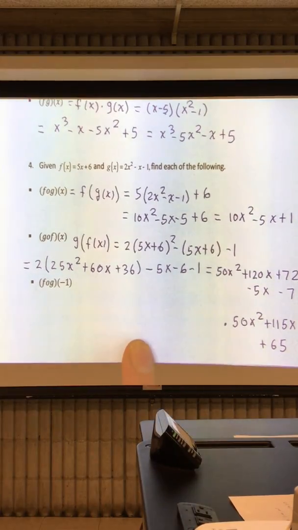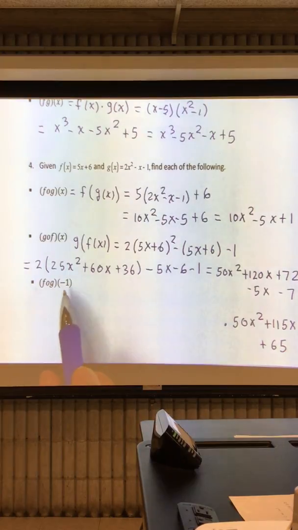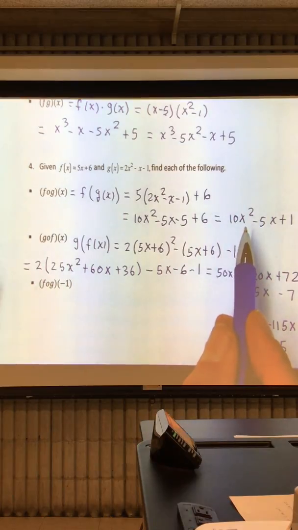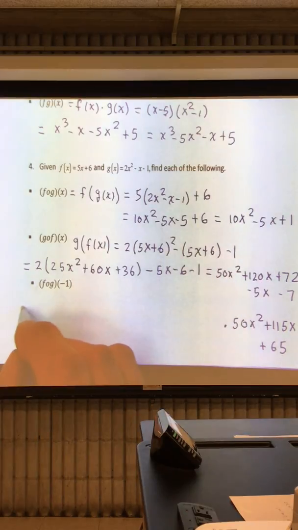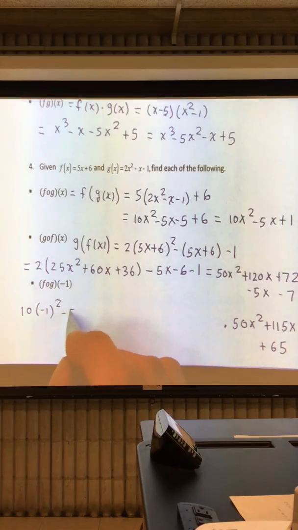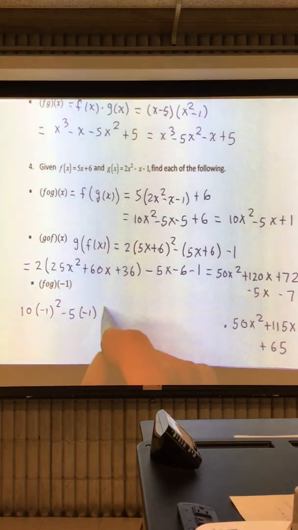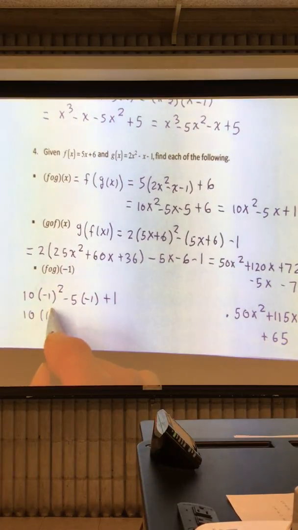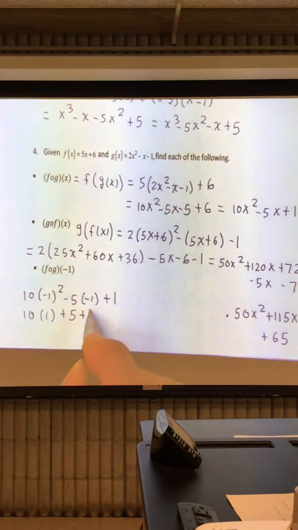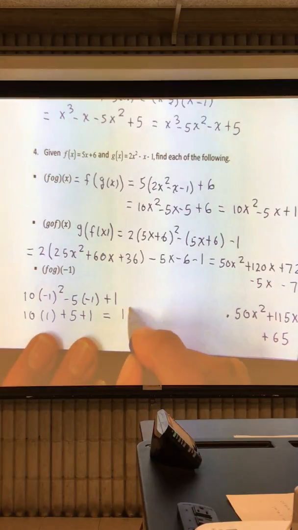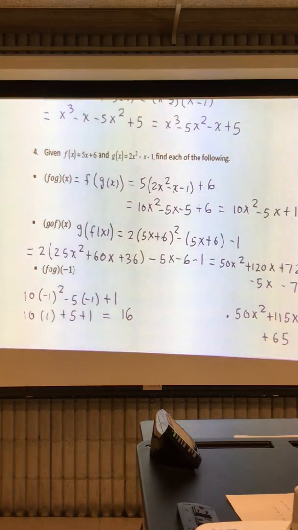The last part asks us to find f of g of negative 1. And we already know f of g was found here. And this is the result. So taking that result and replacing x by negative 1 here, and the other x as well, replaced by negative 1 plus 1. Let's do out the resulting arithmetic. 10 times 1 plus 5 plus 1. 10, 5 is 15, and 1 is 16. And that's problem 4.